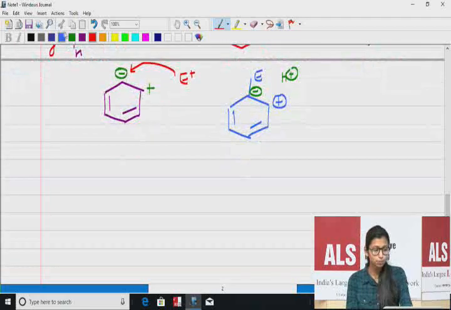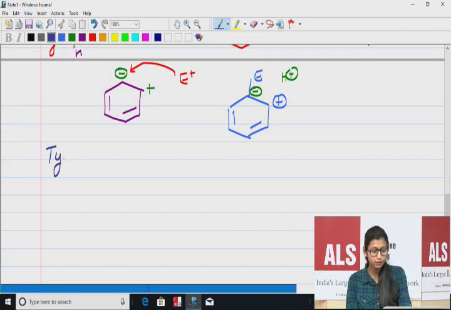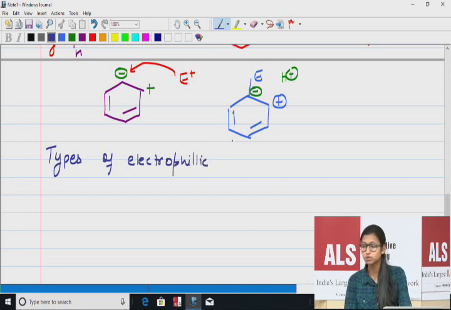Now let's talk about the types. I'm going to write here the types of electrophilic substitution reaction. All of these reactions are there in the NCERT, so this is very important. Types of electrophilic substitution reaction.